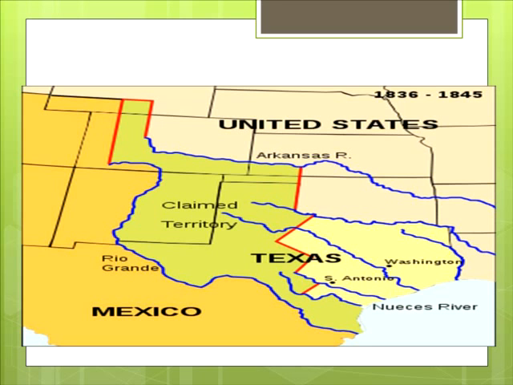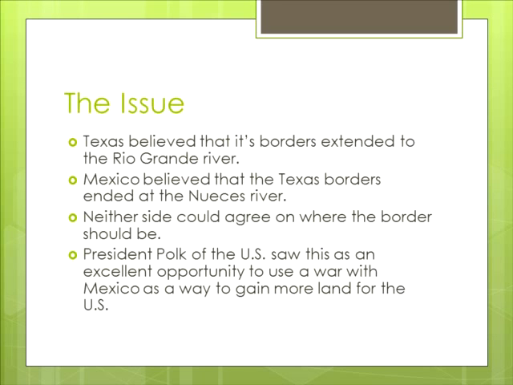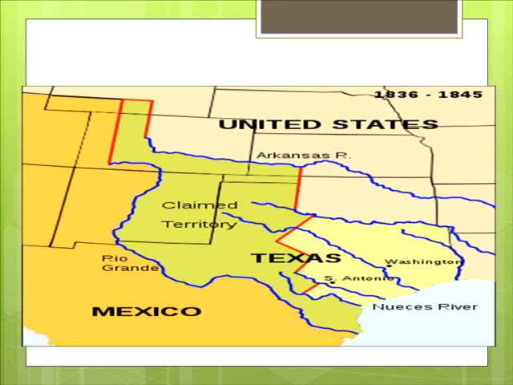As we see in the next slide, Texas claimed territory after they got their freedom from Mexico. They claimed territory that was well within the boundaries of Mexico. There was a dispute as to where the borders of Texas and Mexico were. Texas believed that its borders extended to the Rio Grande River. If we go back, we see this is the blue line right here, the blue line at the bottom.